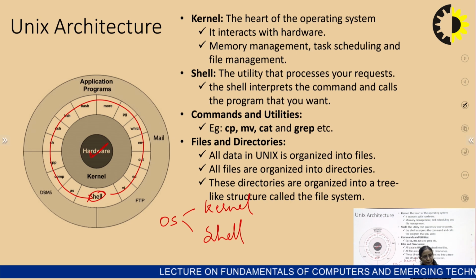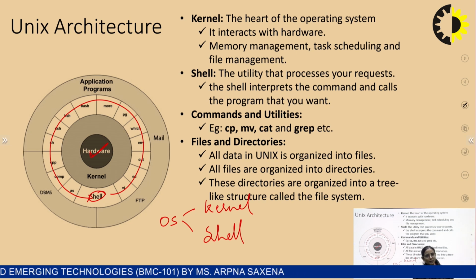Your shell first verifies whether that command is valid or not. If it is valid, then it gives the command to the kernel to execute. The kernel does the execution on behalf of the shell. It gives the output to the shell, and in return the shell produces the output to the user.